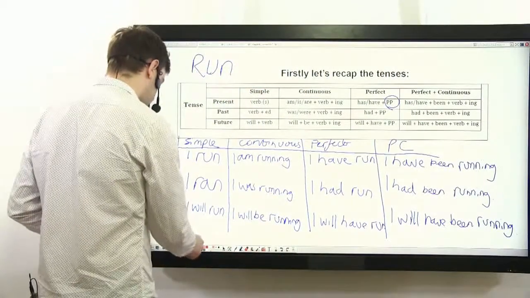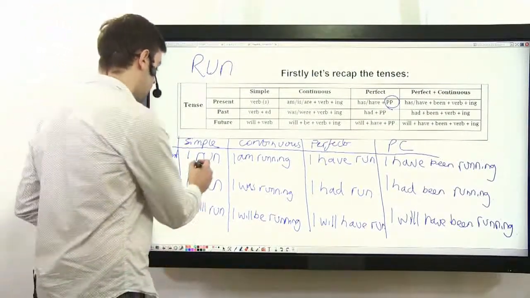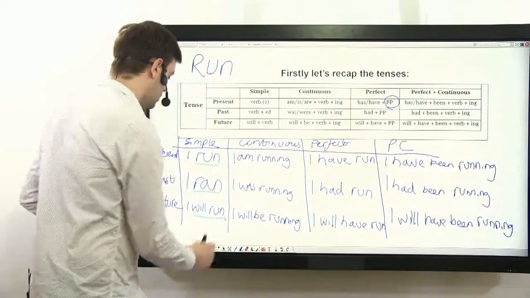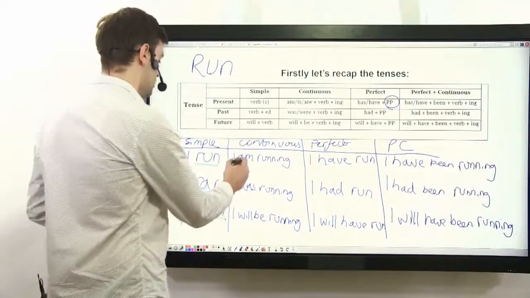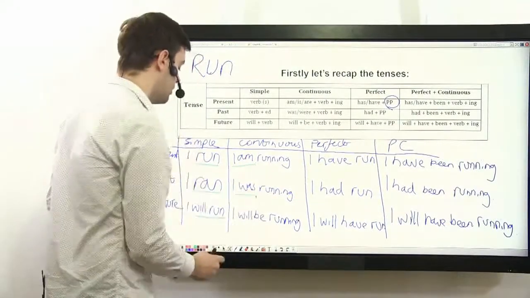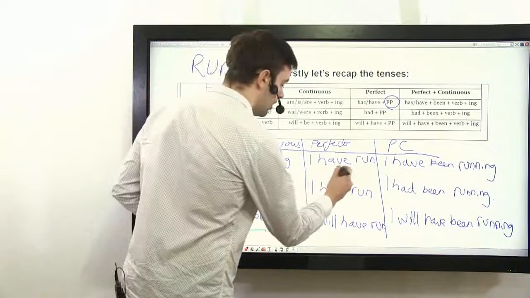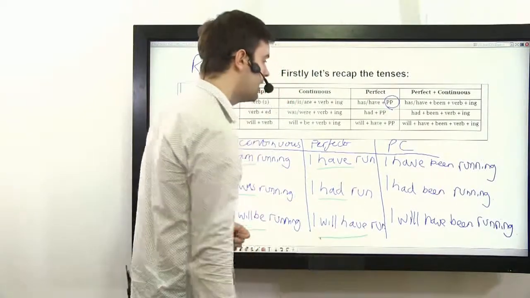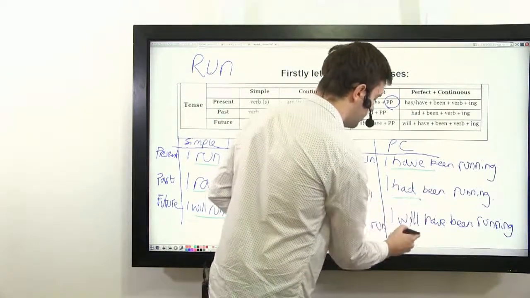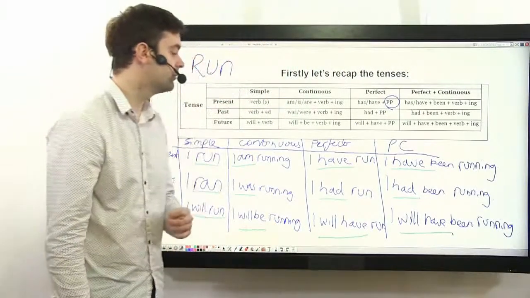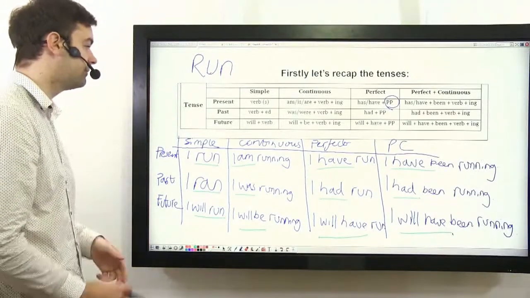So let's take a look and see what changes with each tense. So with the simple, it's the verb that changes. Run, ran, will run. The continuous, it's the be verb. I am, I was, I will be. In the perfect, it's have, I have, had, will have. And in the perfect continuous, it's have as well. Have, had, will have. So these are all the tenses for the verb run.